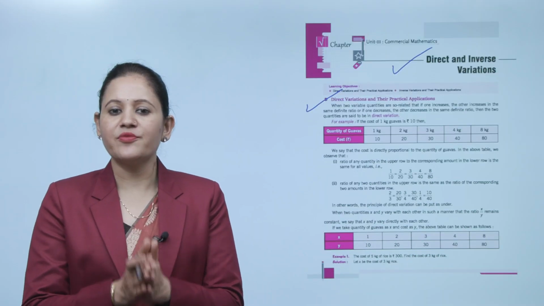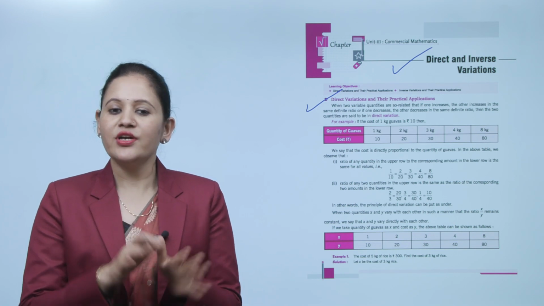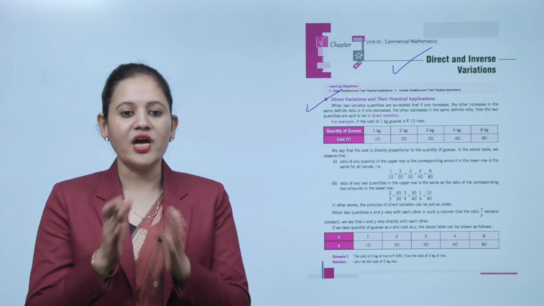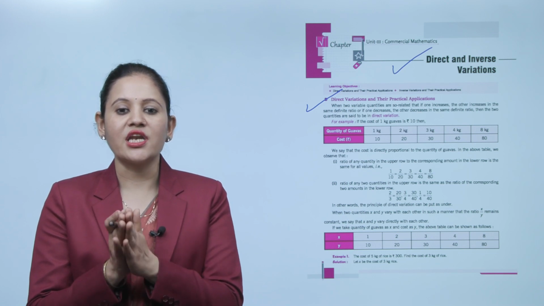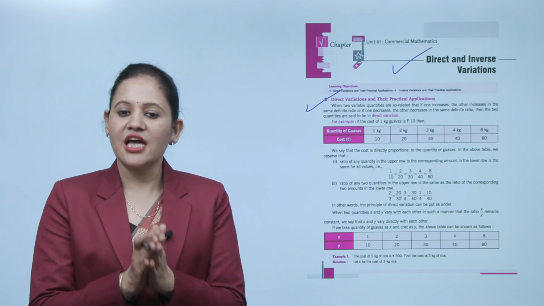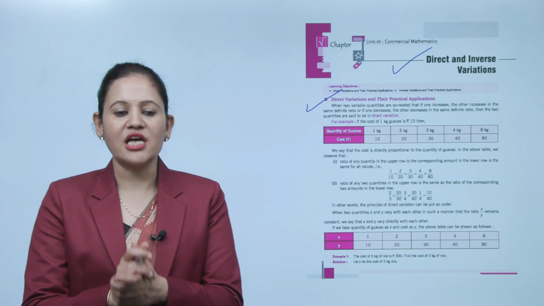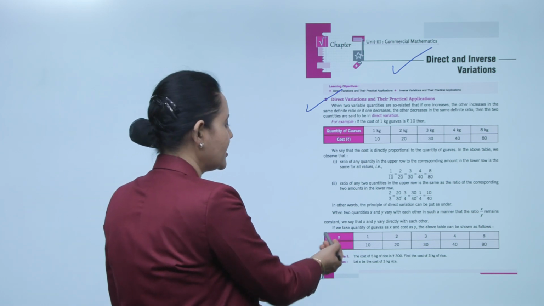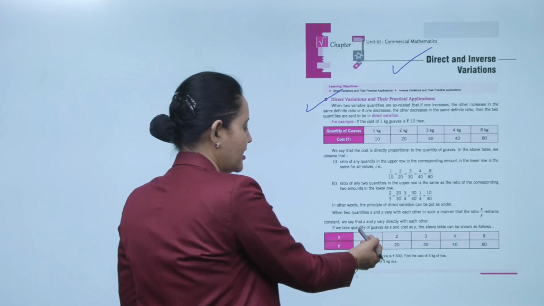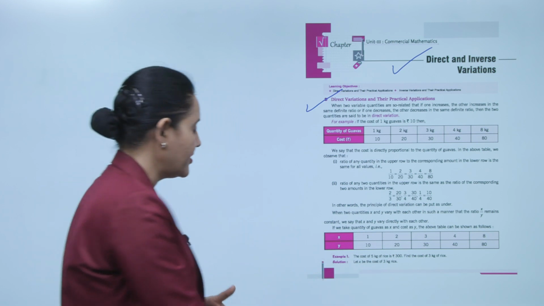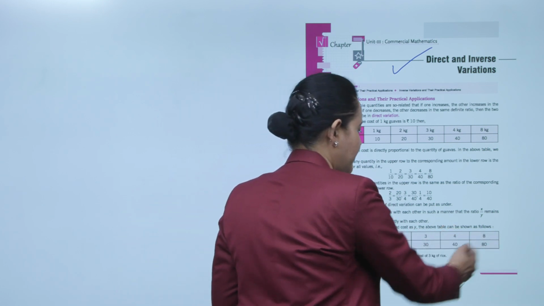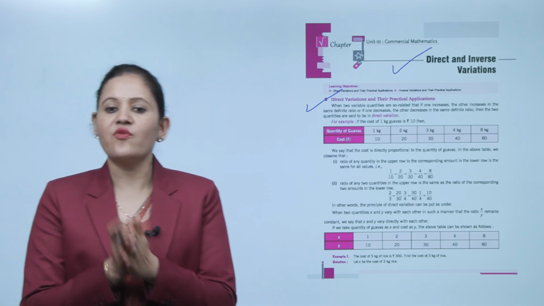In other words, the principle of direct variation can be put as under. When two quantities x and y vary with each other in such a manner that the ratio x upon y remains constant, we say that x and y vary directly with each other. If we take the quantity of guavas as x and cost as y, the above table can be shown as follows. So here x, that is the quantity, and y, that is the cost. So if 1 kg, then the cost is 10 rupees. So ratio 1 by 10, 2 by 20, 3 by 30, 4 by 40, 8 by 80, that is constant. So they are varying directly.